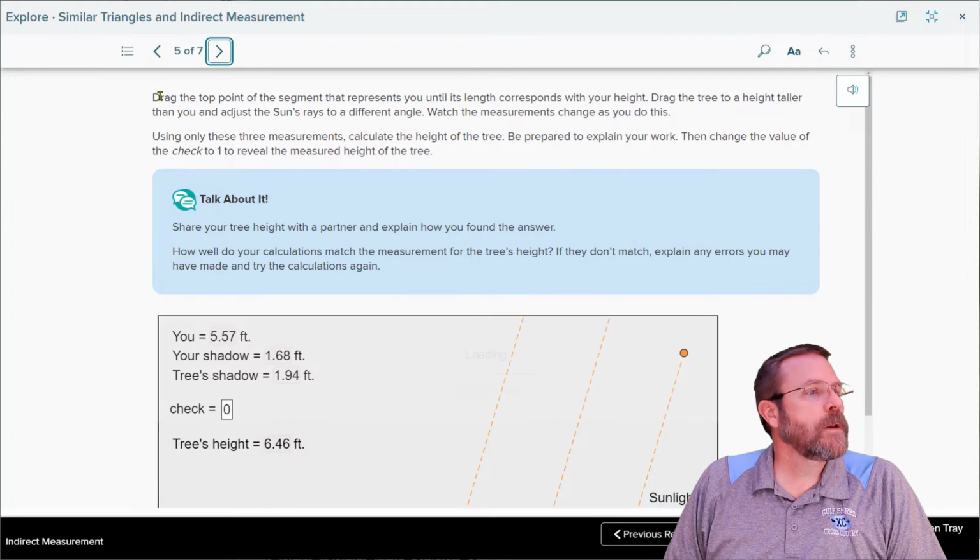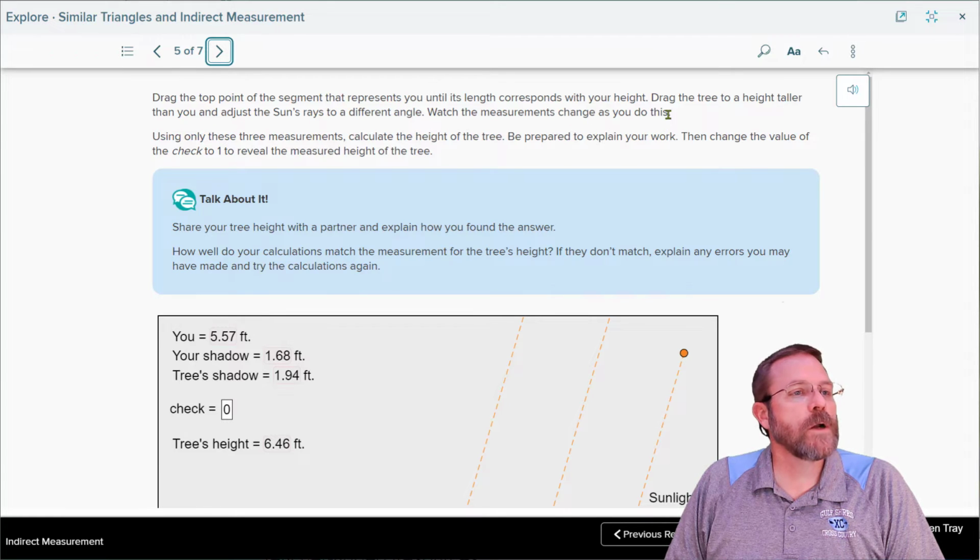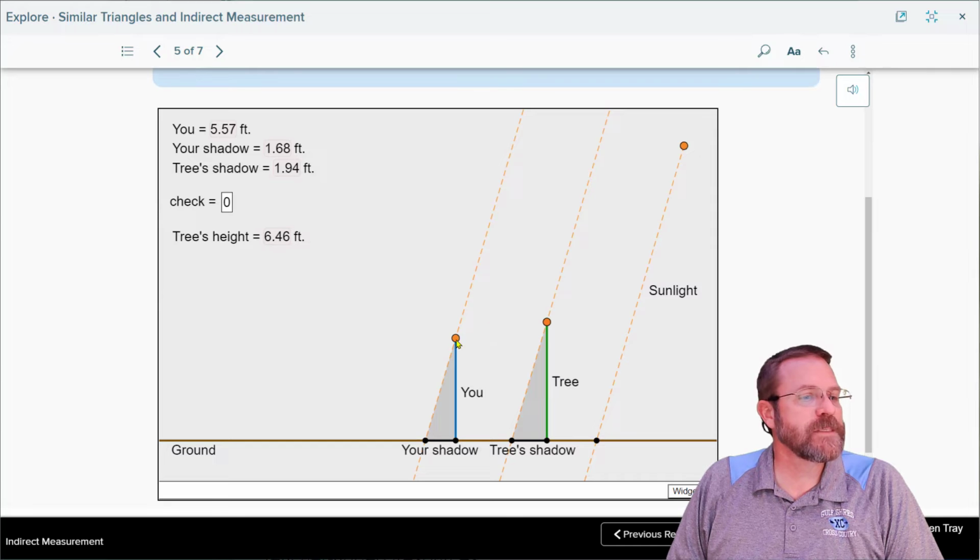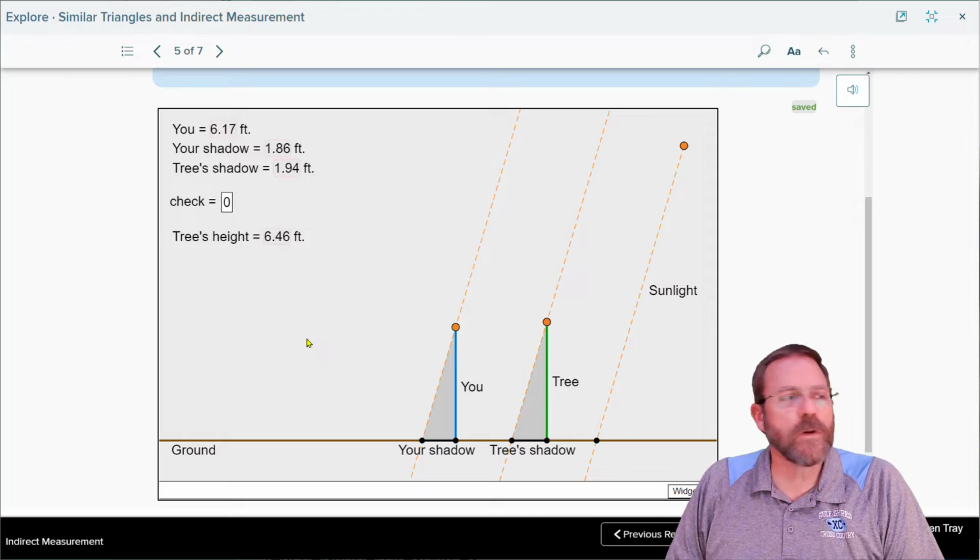From here, we're going to drag and drop the point of the segment that represents you until the length corresponds to your height, and then drag the tree to a height taller than you. Adjust the sun's rays to a different angle. Watch the measurements change. All right, so I am 6'1", so we're going to call that right about there, 6.17 feet. That's close enough for me. My shadow will be 1.6.